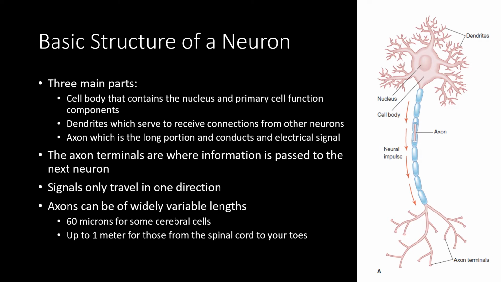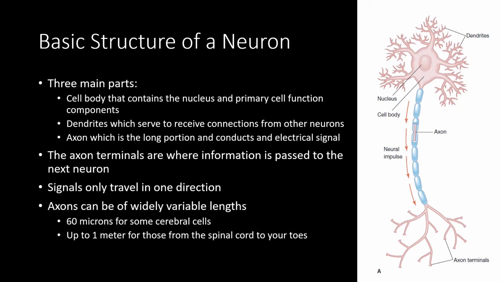It is important to note that signals only travel in one direction. They are registered at the dendrites and travel down through the axon and are passed on via the axon terminals. They will never flow in the other direction, from axon terminals to dendrites. That does not happen.